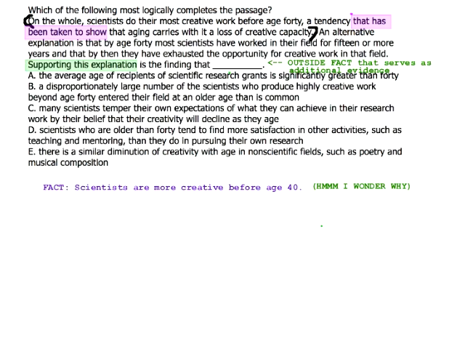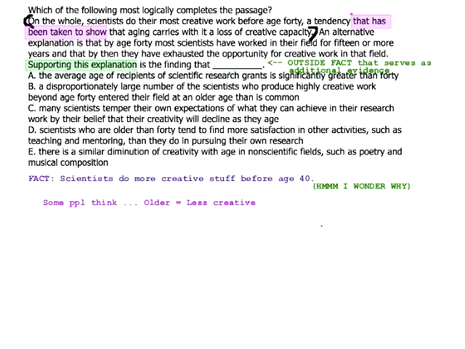So, some people think that creativity basically just declines as you age. So people get less creative, older, just goes with less creative. And I guess "are more creative" is not the way I should have put this. I just do more creative stuff. Okay. Some people think this.